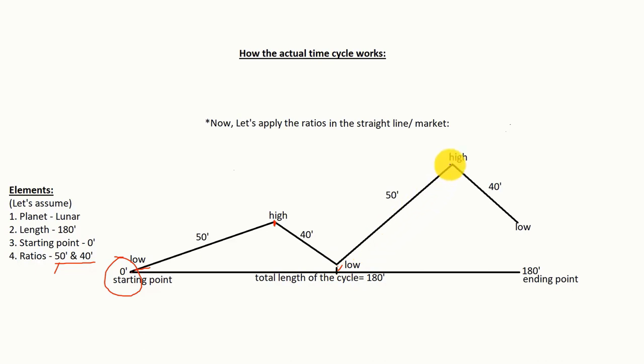Now again, a move of 50 degrees. From here on, a move of 40 degrees. And finally, our cycle ends here at 180 degrees. After applying the degrees on the market, we will have the high and the low dates. All right, like this is the low, this is the high, this is the low, and this is the high, and lastly this is the low. That is how the actual cycle work is done.